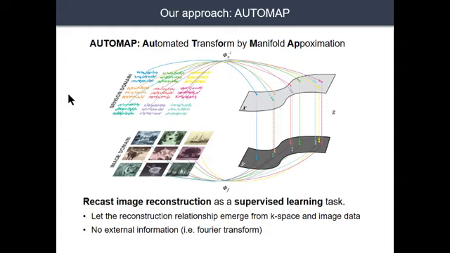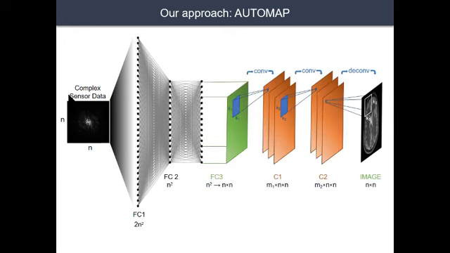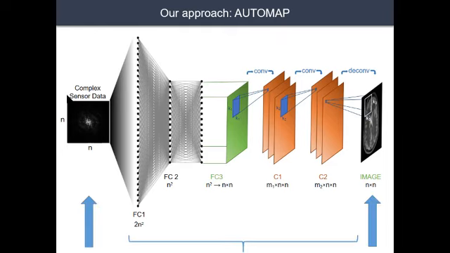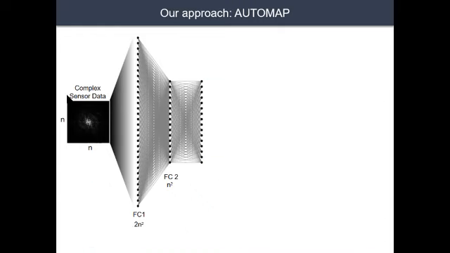Specifically, we implement AutoMap with this deep feed-forward neural network architecture where during training, we feed pairs of K-space and their corresponding images and adjust the network parameters to minimize the error between the network output and the targets we give it through backpropagation. The complex sensor data is first input into the fully connected layers, which are essentially just matrix multiplications followed by a nonlinearity, such as sigmoid or hyperbolic tangent, which is what we use.